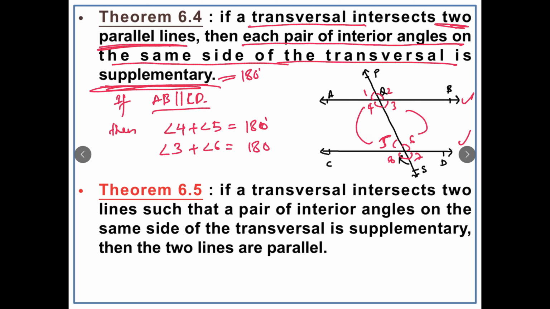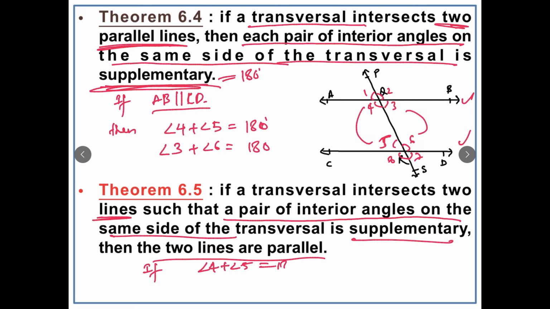Okay, the next theorem is 6.5. It says, if a transversal intersects two lines, this time talking about only lines, such that a pair of interior angles on the same side of the transversal is supplementary, then the lines are parallel. This is the converse of theorem 6.4. If angle 4 plus angle 5 is equal to 180 degrees, then line AB has to be parallel to line CD.